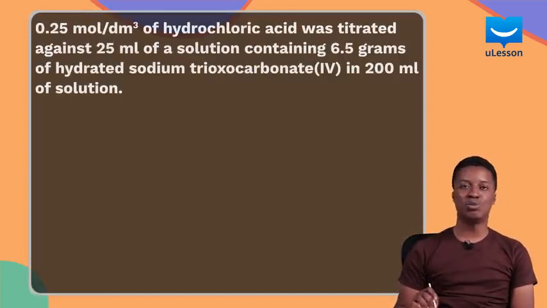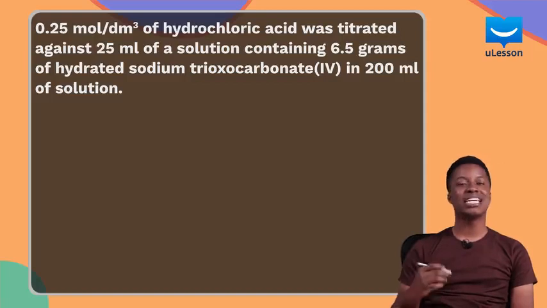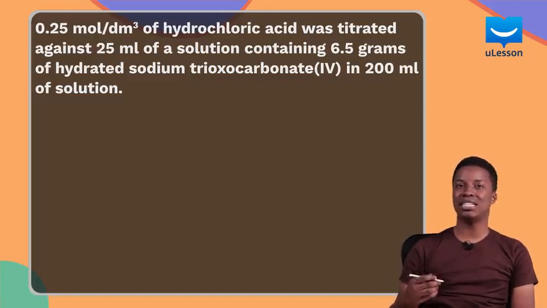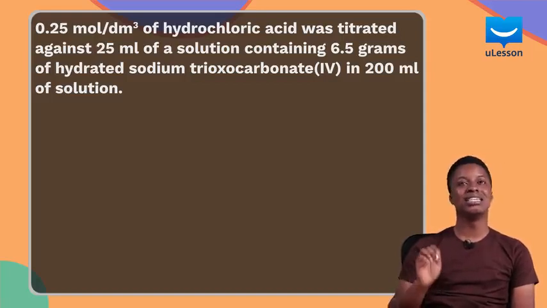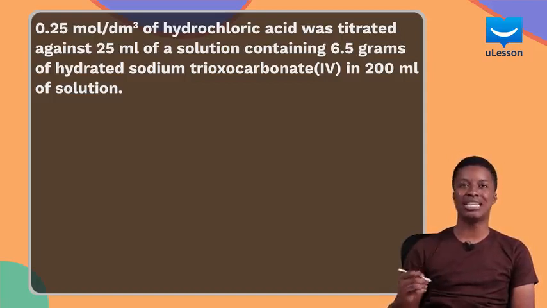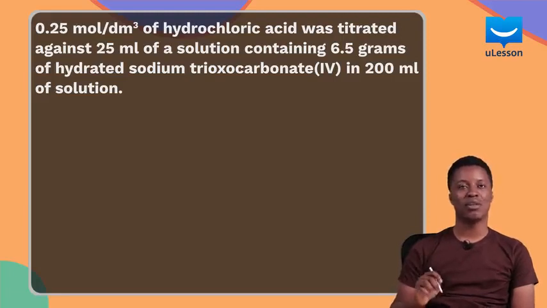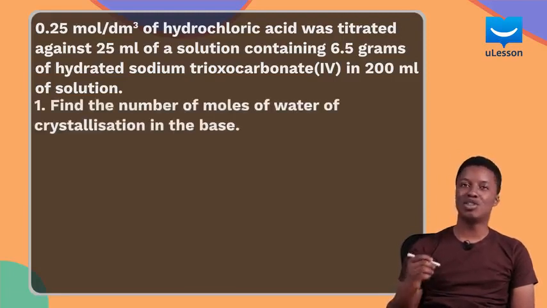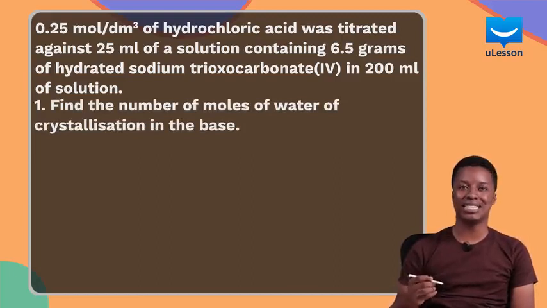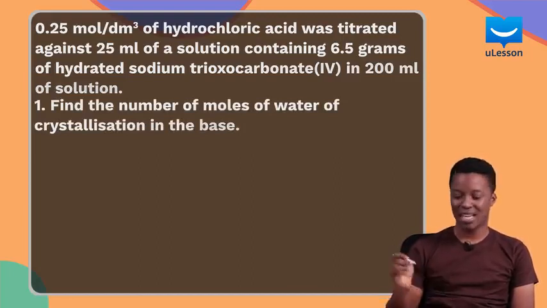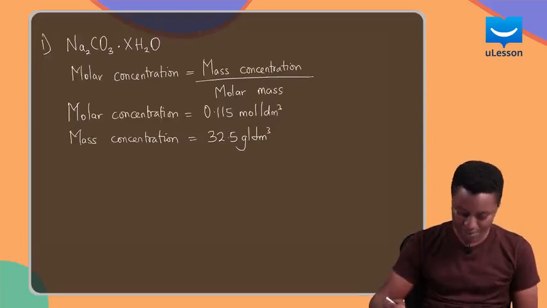0.25 mole per dm cube of hydrochloric acid was titrated against 25 milliliters of a solution containing 6.5 grams of hydrated sodium trioxocarbonate 4 in 200 milliliters of solution. Question 1. Find the number of moles of water of crystallization in the base. Let's start off with this question.